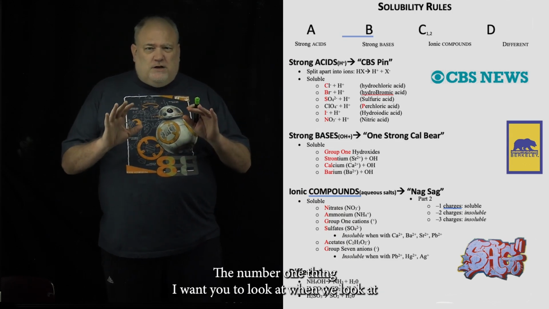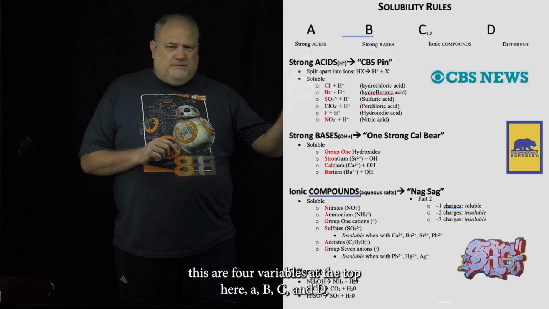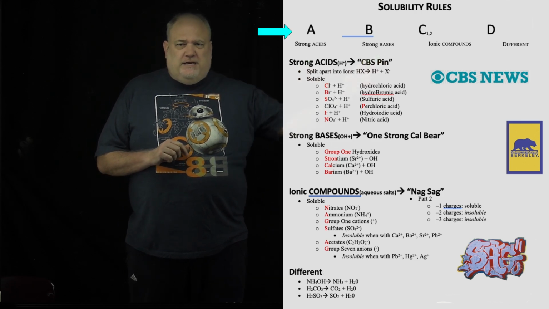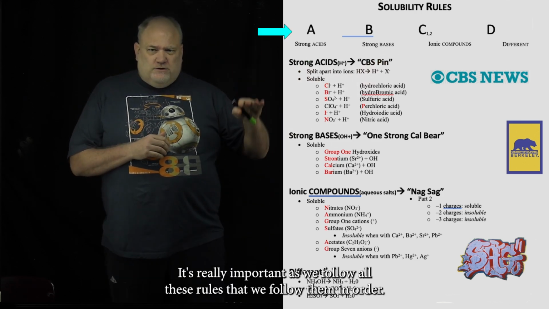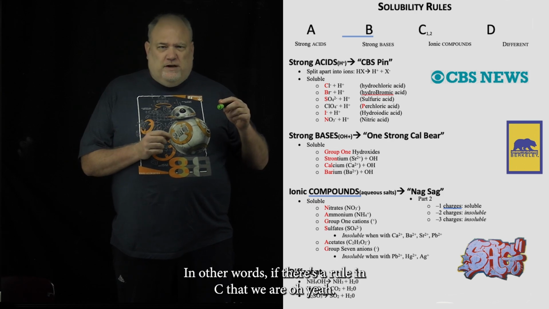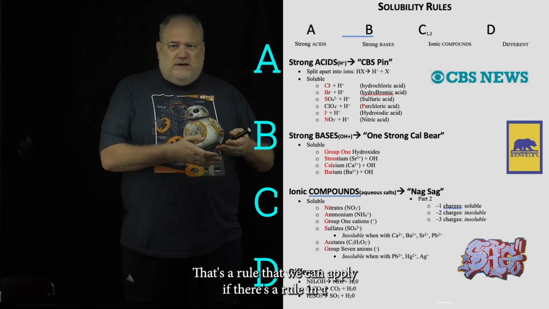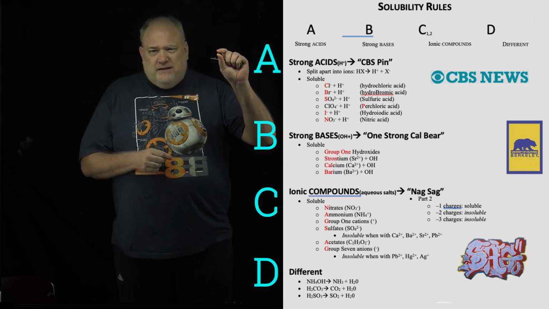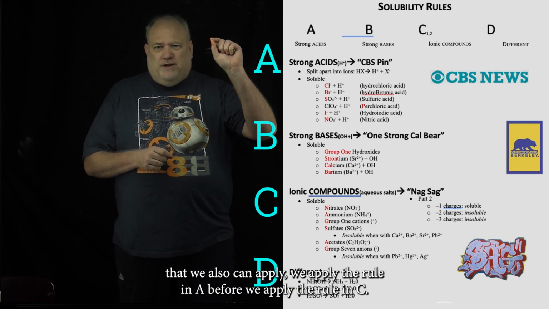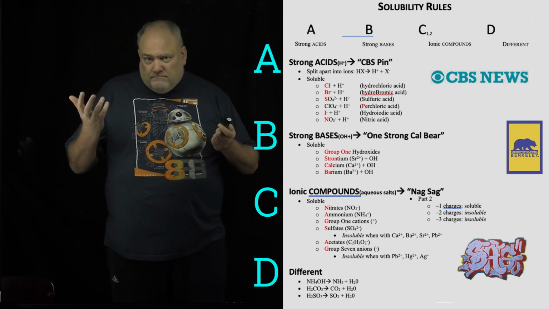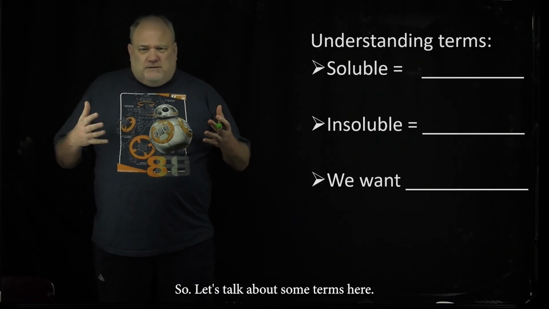The number one thing I want you to look at are 4 variables at the top here, A, B, C, and D. It's really important as we follow all these rules that we follow them in order. In other words, if there's a rule in C that we can apply, and there's also a rule in A that we can apply, we apply the rule in A before we apply the rule in C. Yeah? So let's talk about some terms here.